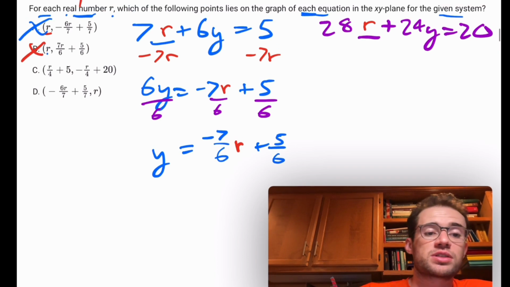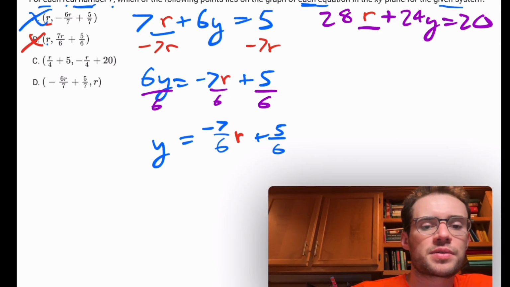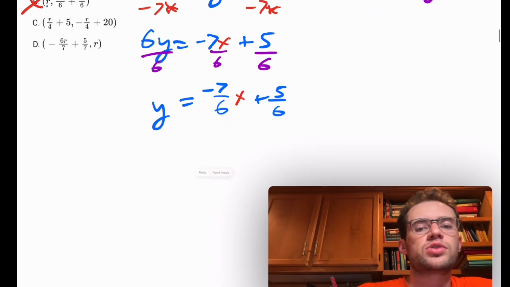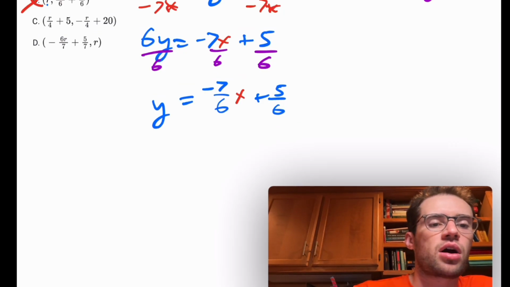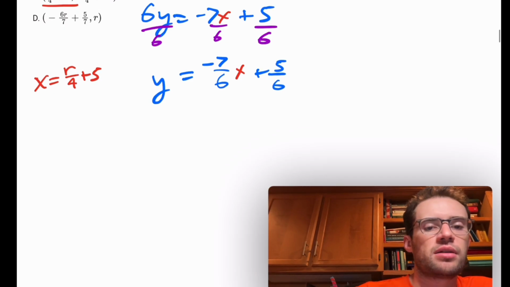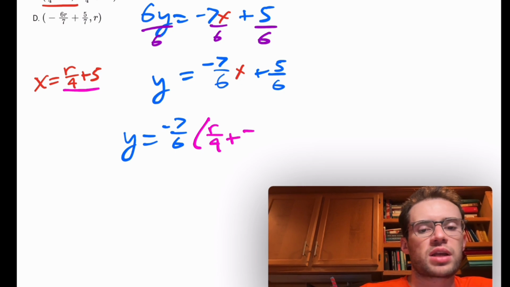Well, I guess what we can do for C might not be as bad as D now that we've done this work. Instead of plugging in R, I'll make this back into X. We know that y will be equal to negative 7/6 times x plus 5/6. Our x value now instead of r is this whole thing. So x is equal to r over 4 plus 5. Now I'll just substitute that in. We get y is equal to negative 7/6 times, parentheses, r over 4 plus 5. I put it in parentheses so the whole thing is getting multiplied by negative 7/6, plus 5 over 6.